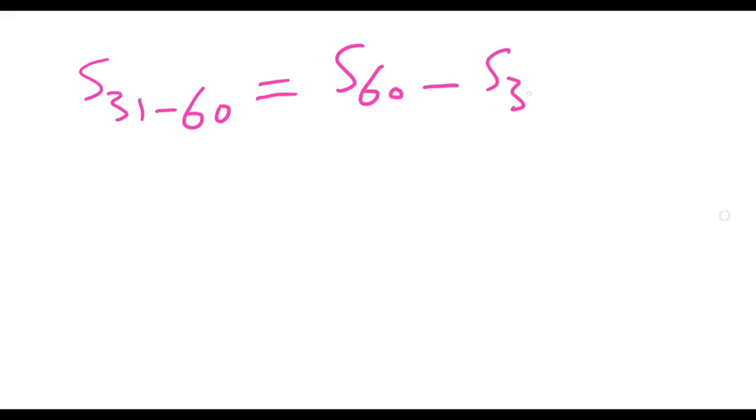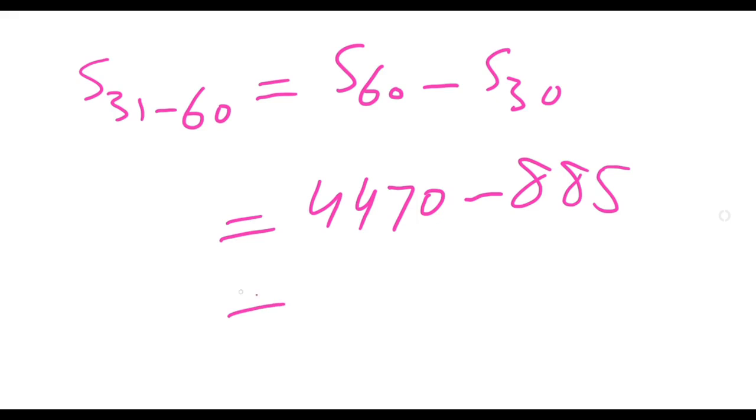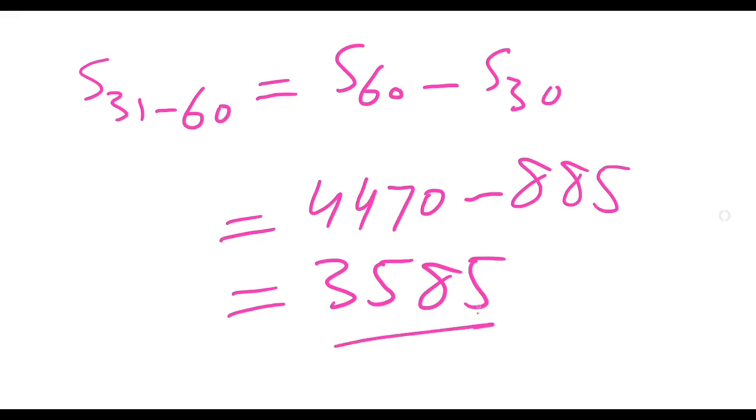Now we can calculate the sum of the second set of 30 terms. So S31 till 60 will be the S60 total minus the S30 which we found now. So 4470 minus 885, the answer will be 3585. So this is my final answer. The sum of the second set of the 30 terms is 3585.